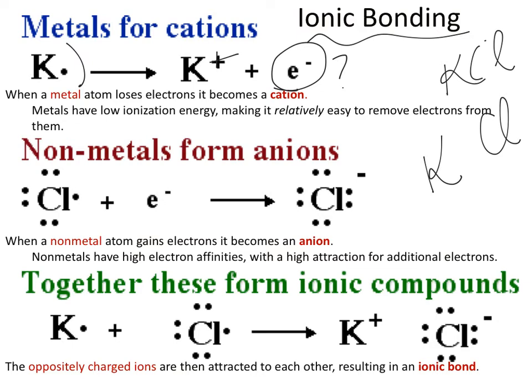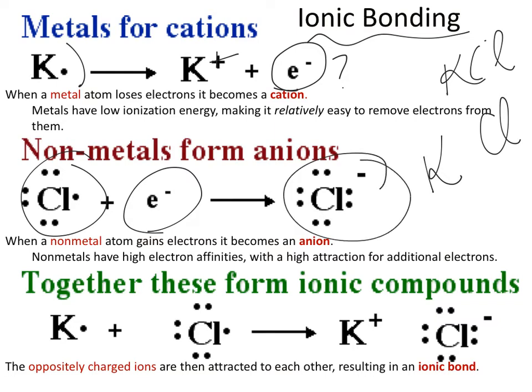Where does it go? It's going to go to an atom that wants extra electrons. In other words, an atom that has a high electronegativity. And the halogens are perfect for that. In group 7A, their electronegativity is high. They will readily accept extra electrons to become anions. Now you have a match made in heaven. You have a positively charged cation, negatively charged anion, a very strong electrostatic attraction between them, and we now have an ionic bond.